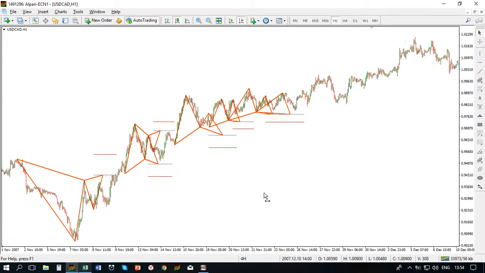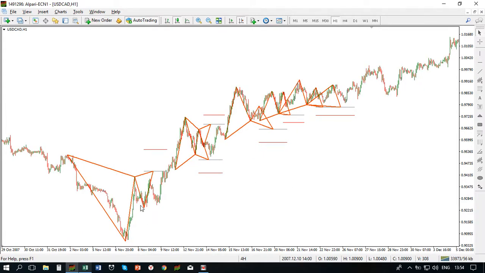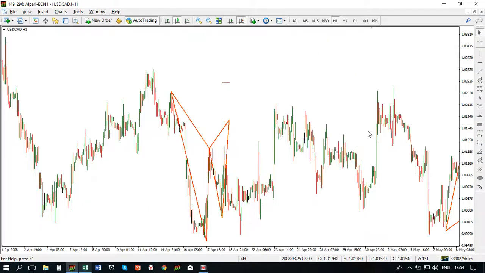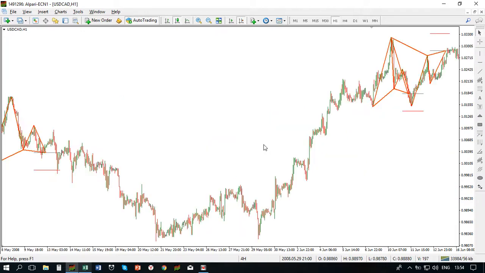Continuation. Okay, look at this continuation pattern. Didn't trigger. Oh, sorry, it is a continuation. That one was invalidated. Continuation, nothing. What about this? The prior movement is not larger than XA.